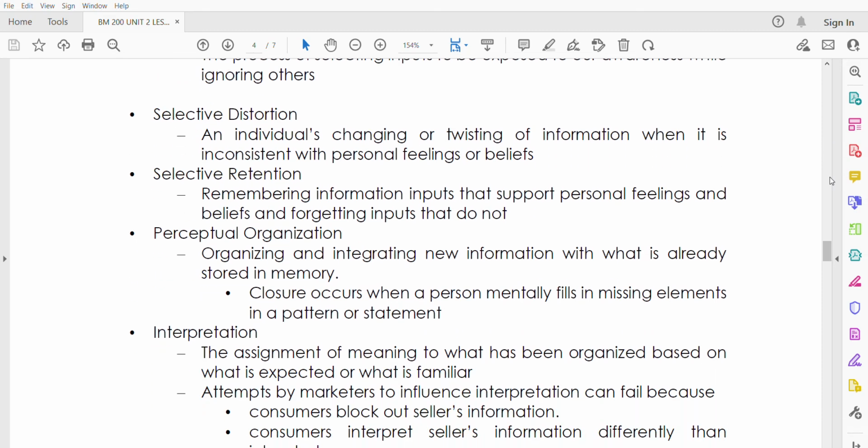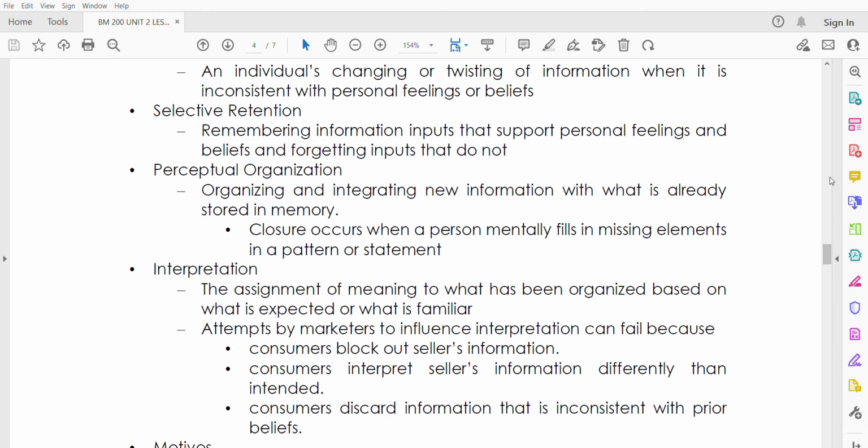We also have selective retention, remembering information inputs that support personal feelings and beliefs and forgetting inputs that do not. So in selective retention, if you are repeatedly or frequently buying that product, all that your brain remembers about the product are the good things, the inputs that support your personal feelings, and you forget about its disadvantages.